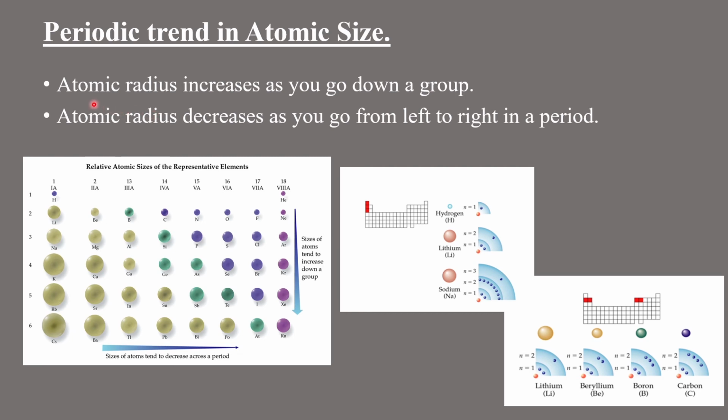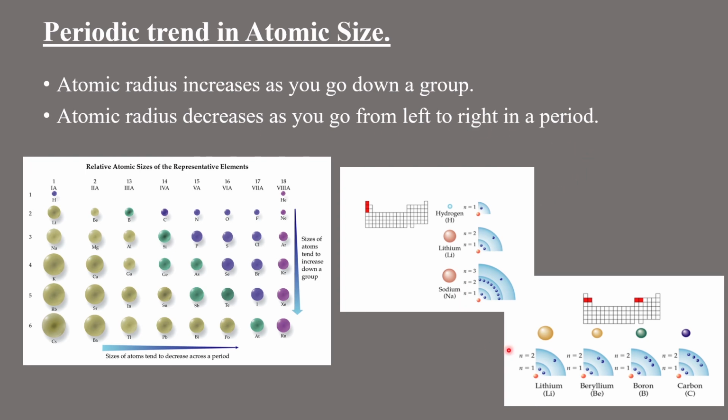So atomic radius increases as you go down a group, and atomic radius decreases as you go from left to right in a period. And this is explained in the Bohr's atomic theory. As you go down the group, the number of occupied shells increases. That is the reason that the atomic radius increases. Atomic radius decreases as you go from left to right in a period.